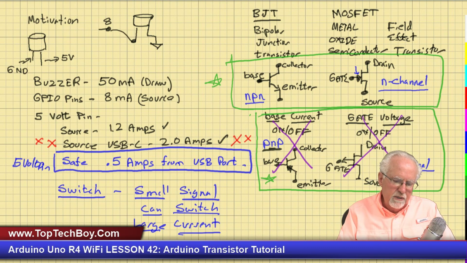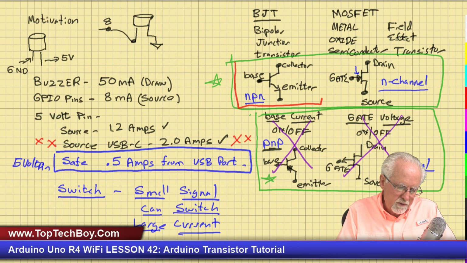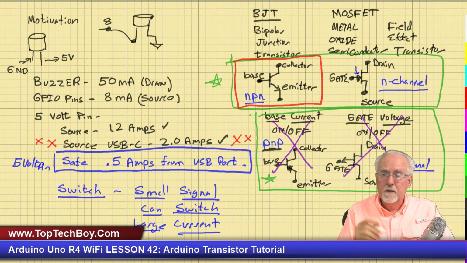And so I will either use an NPN BJT transistor, or I will use an N-channel MOSFET. Okay, now today, for today's lesson, I'm going to show you how to use this one. For almost any project, either one will work. So I'm just going to show you one. I'm going to show you how to use it.